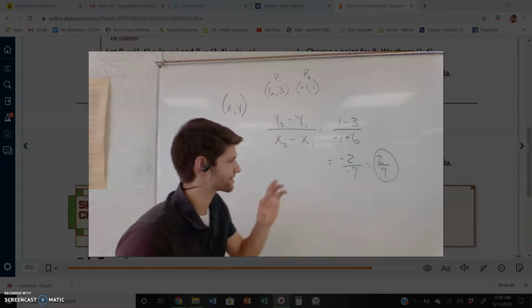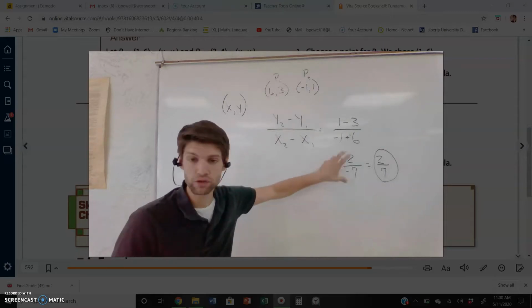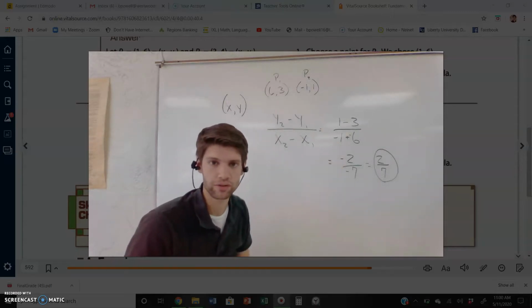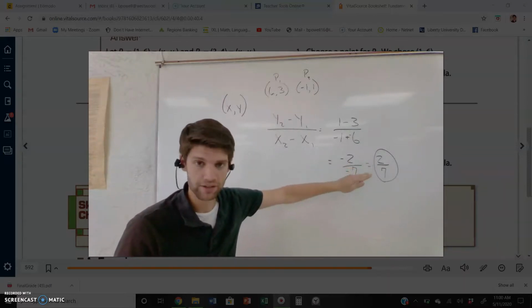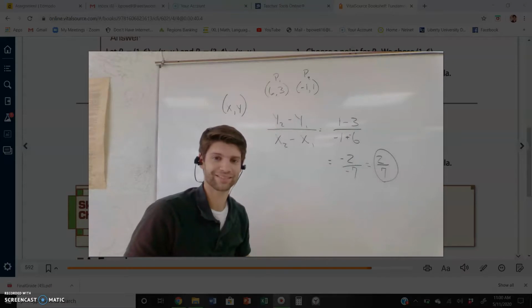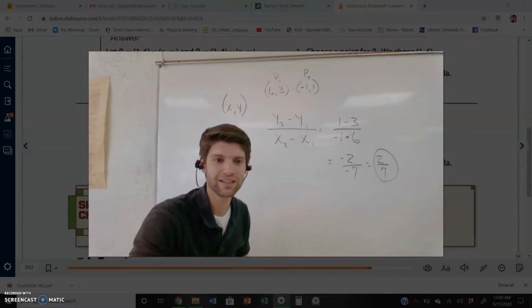Wonder how many got that? That's a little tricky, but if you ever have two negatives, those negatives cancel each other out, and they become positive. So your answer is positive 2 over 7. Hopefully you guys got that correct.